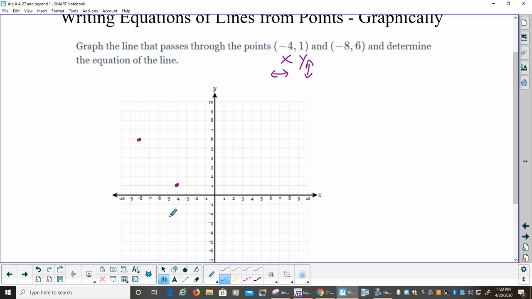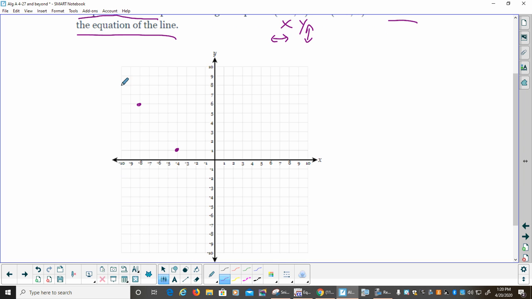All right. So first thing you can do is you can graph it. Now it says graph the line. Okay. And determine the equation of that line. When you use the software, it will draw the line for you. It will automatically place the line when you place your second point. So you don't have to physically draw it. You put one point on there, and as soon as you put the second point, it's going to draw the line. Now it says write the equation of the line.